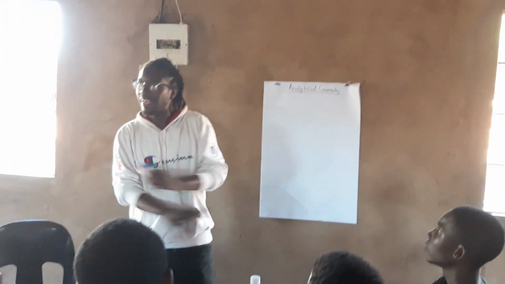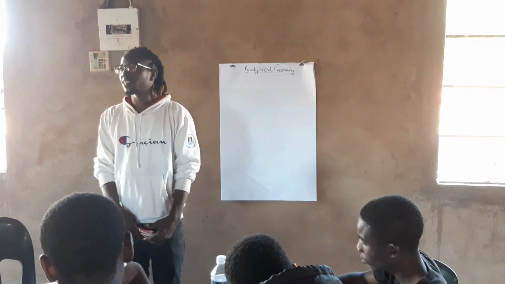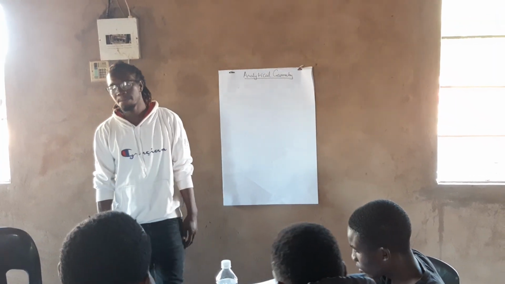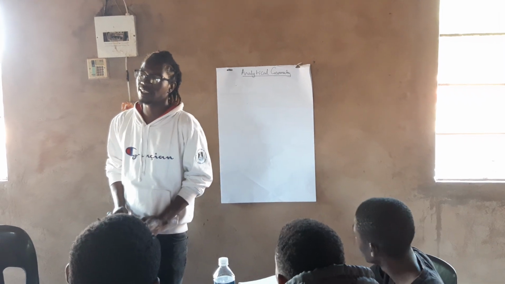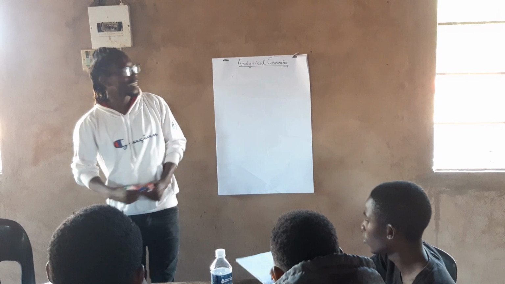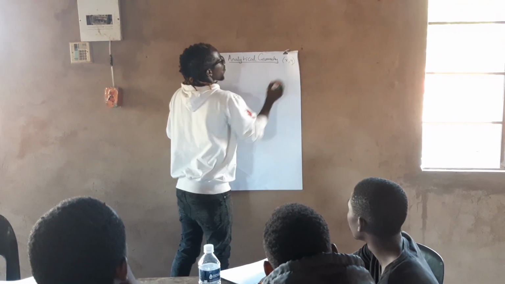Shapes, lines, angles, right? So analytical geometry is this geometry that we do on what? The Cartesian plane. So on the Cartesian plane we have what? Points on a Cartesian plane, right? With coordinates. Coordinates are given by what? X and Y.